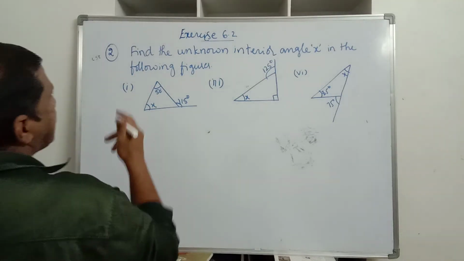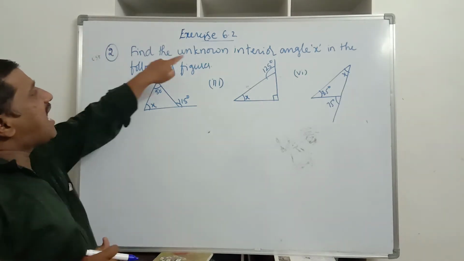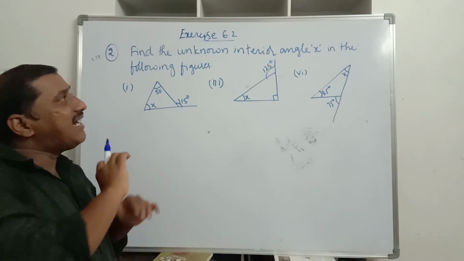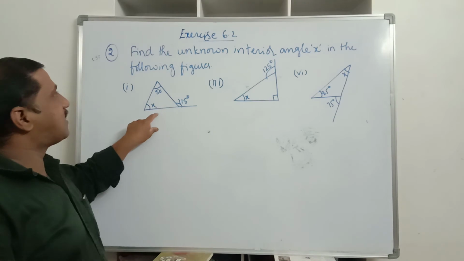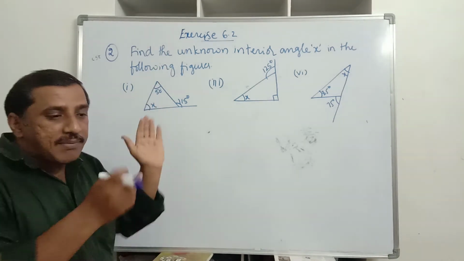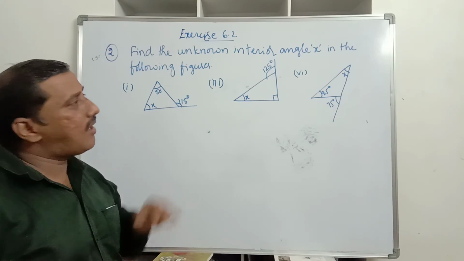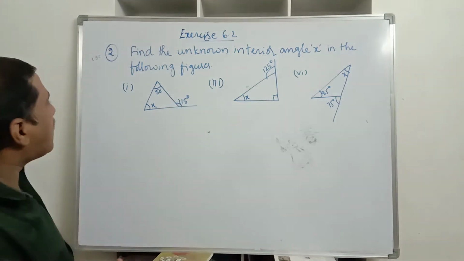Now we will discuss exercise number 6.2, the second part. Find the unknown interior angle x. So what do we have to find? The interior angle. Unknown means we don't know it, and it is given in the form of x in the following figures. In the previous problem, the unknown angle was the exterior angle. Here the unknown angle is an interior angle. So how do we find this value?